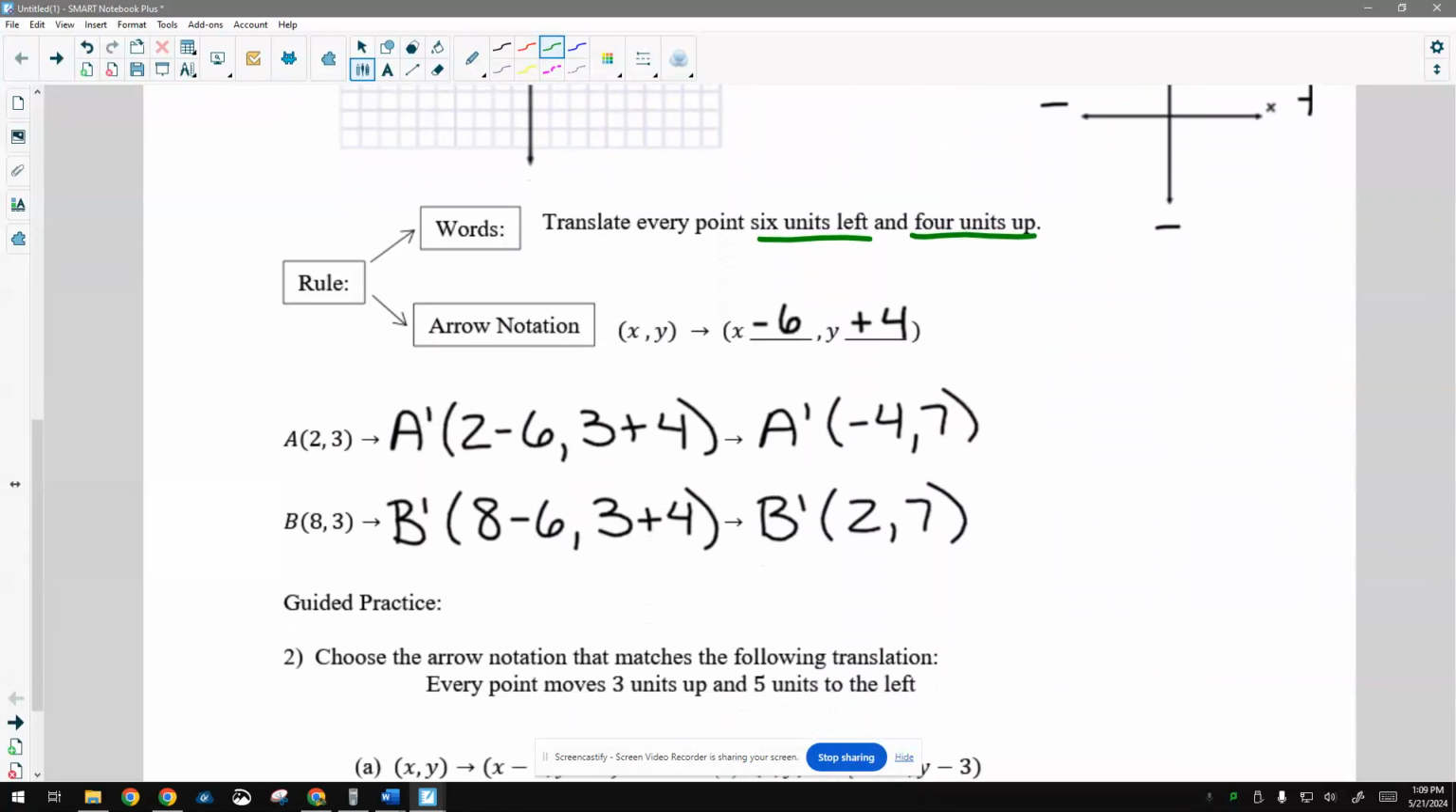We're going to take this rule, x minus 6. We're going to take the 2, that's our x, and we're going to subtract 6. That gives us negative 4. Then we're going to take the y, and the rule says to add 4 to the y. So we're going to take the 3, because that's in the y position, and we're going to add 4. And 3 plus 4 is 7. And that's how I get to the point negative 4, 7.